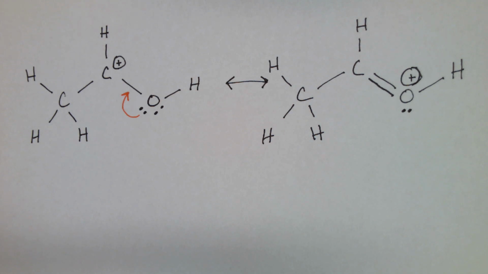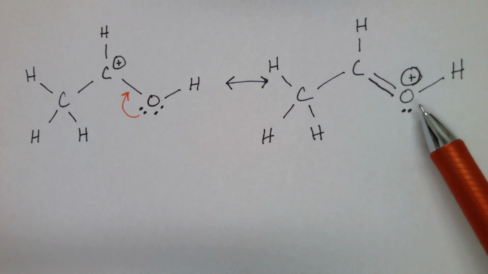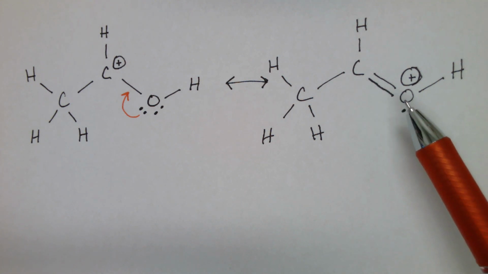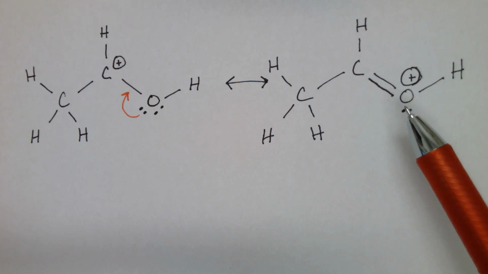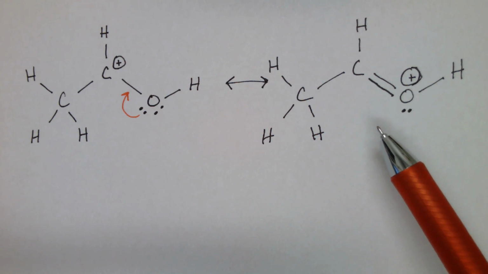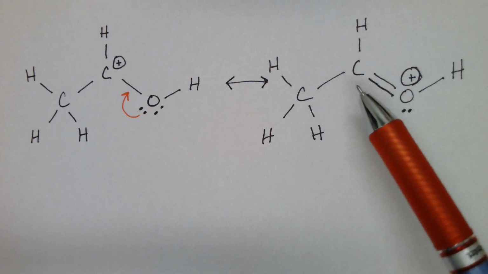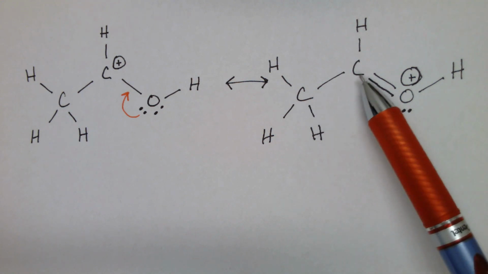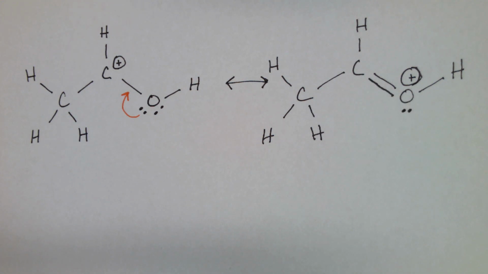You can see in the new structure, the oxygen now carries the positive charge. There's a double bond between the carbon and the oxygen. And the second structure would be the more stable structure, since the octet rule is satisfied for both carbon atoms and the oxygen atom.